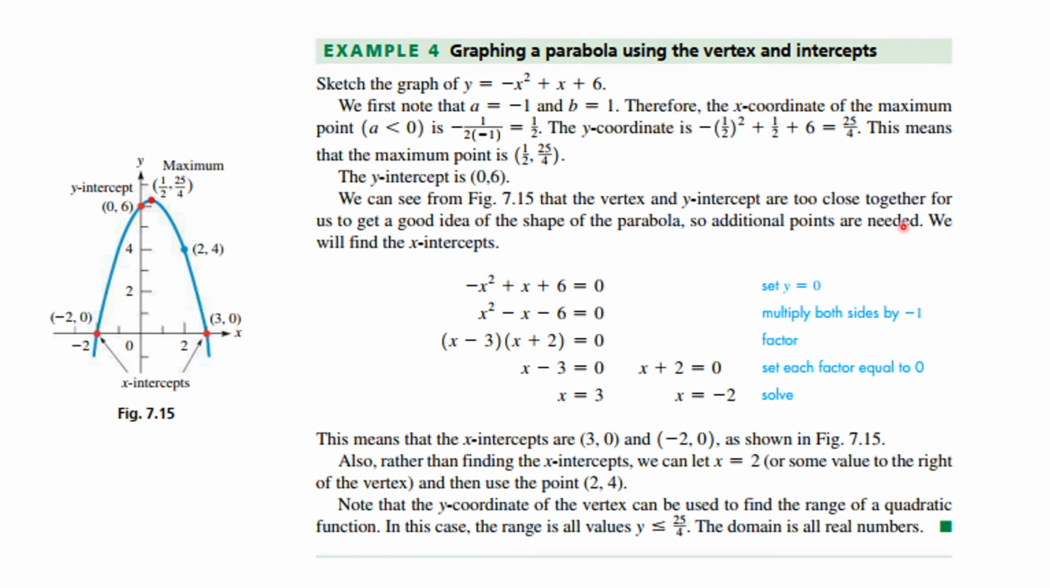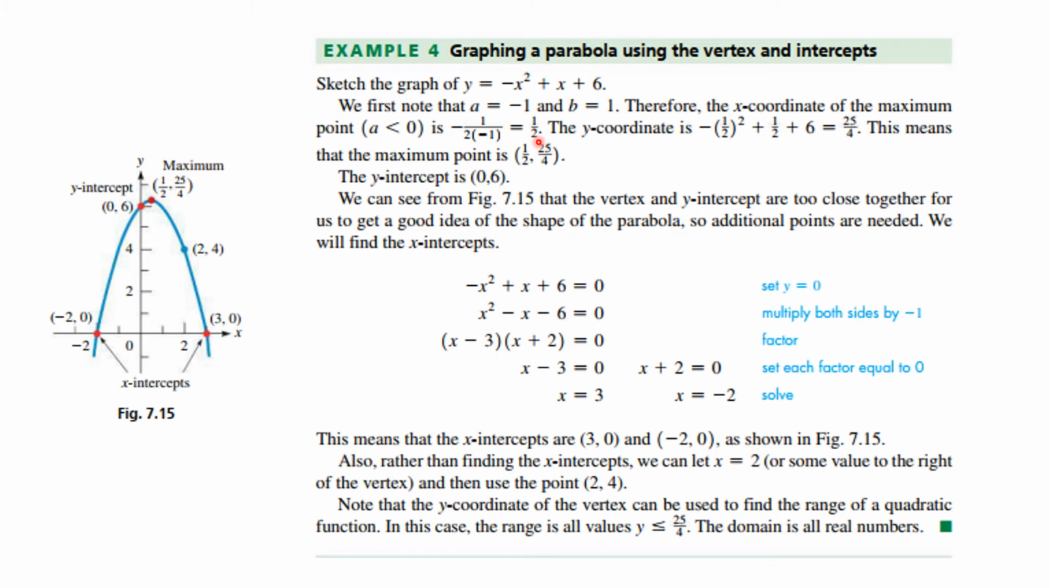Let's look at an example using the vertex and intercepts. Now here we're talking about intercepts. That means it's both the x and y intercepts, and here's the equation. Now notice that this is a negative, so it is going to open down. So the vertex is going to be a maximum. So what we're going to do is we're going to calculate minus b over 2a. So here is minus b over 2 times a, and you get 1/2 when you do that calculation.